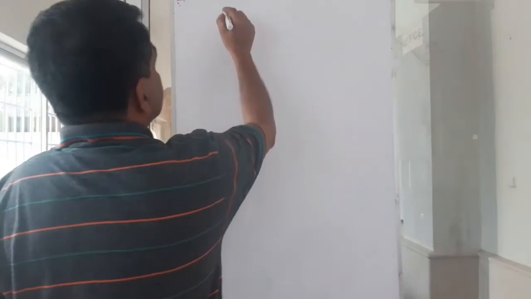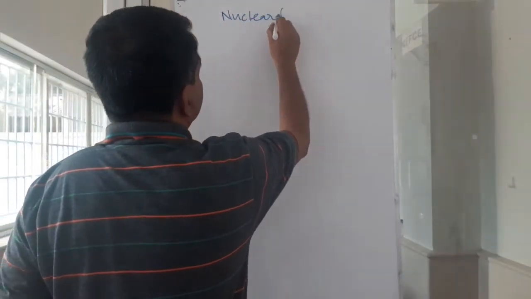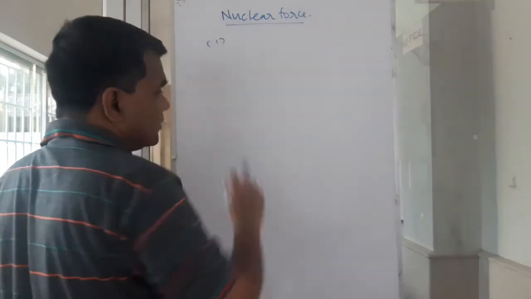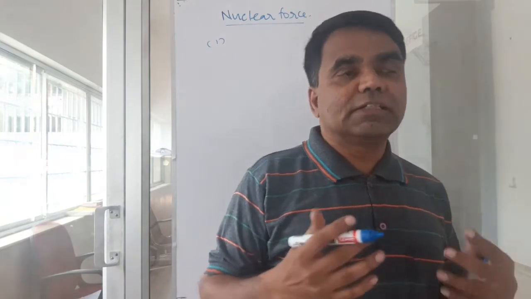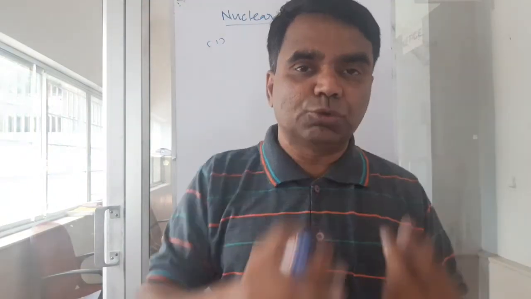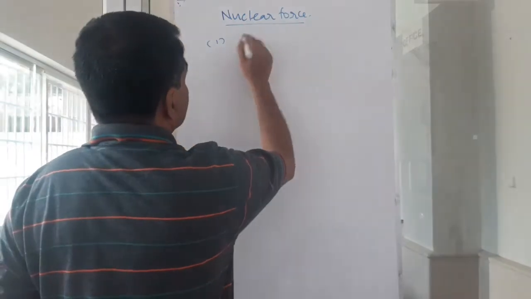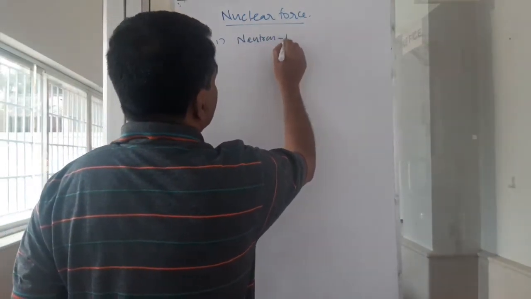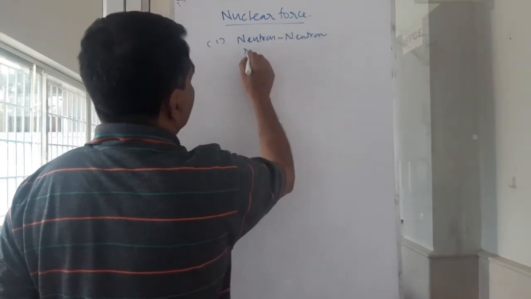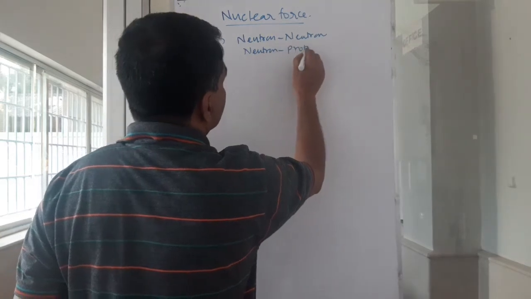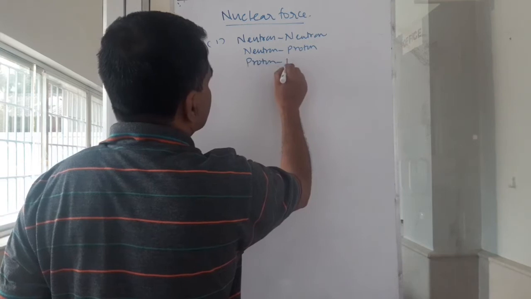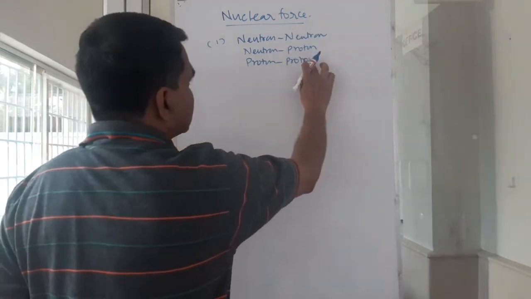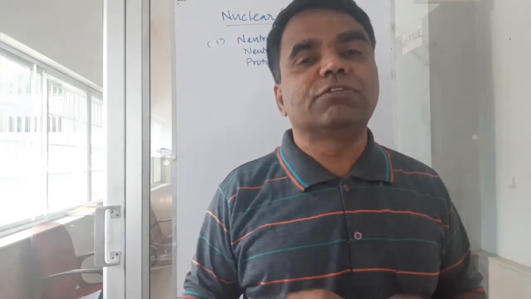So let me talk about the nuclear force. We said the nuclear force exists between the nucleons, right? There can be a force between neutron and neutron, and neutron and proton, and also between proton and proton. So this will have neutron-neutron combination, and then neutron-proton, and then proton-proton. But the force between proton and proton will be much larger than the electrostatic force of repulsion between them.